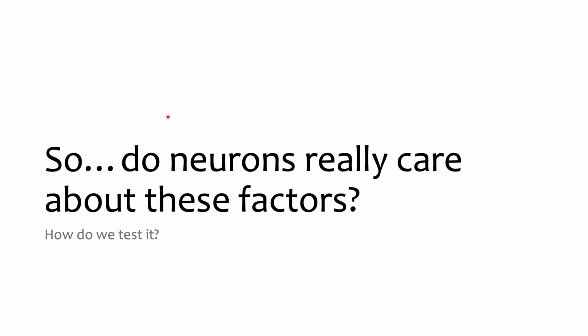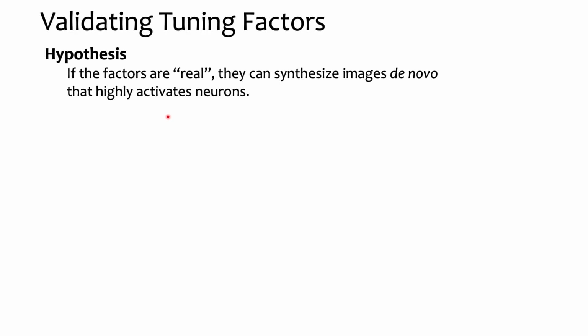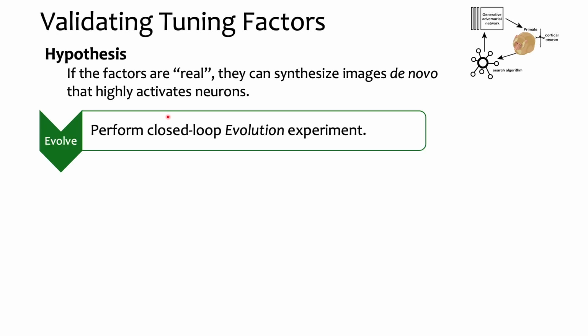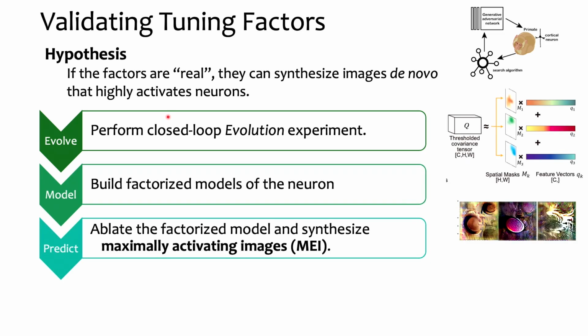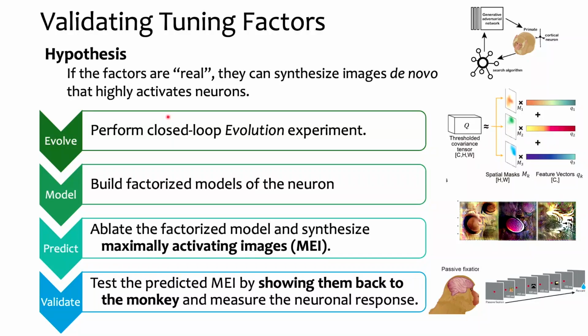Finally, maybe this is just a data fitting method, and the neuron doesn't really care about it. So how do we really validate this type of model? Here I think is one edge of this new type of model: if these factors are real, then we can manipulate them and ablate specific parts of the model and see whether the neuron still likes it or whether it still predicts the neuron. So we will first perform this closed-loop evolution experiment and build the factorized model for neurons, then ablate some part of it and show the images back to the monkey again.